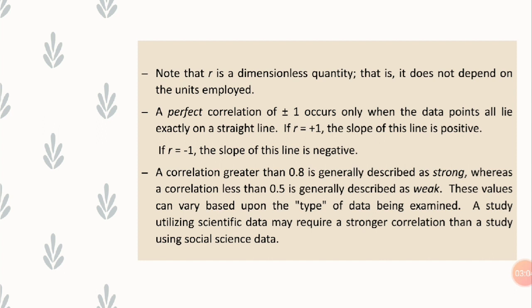If r is plus 1, then the slope of this line is positive, and if it is minus 1, then the slope is negative. A correlation greater than 0.8 is generally described as strong, whereas a correlation less than 0.5 is generally described as weak. These values can vary based upon the type of data being examined. A study utilizing scientific data may require a stronger correlation than a study using social science data.